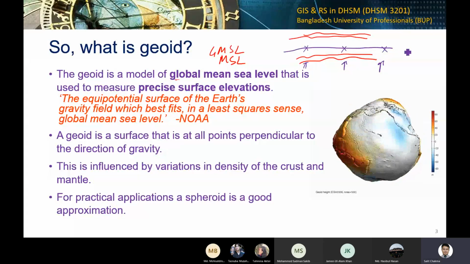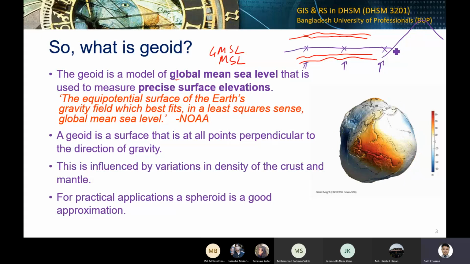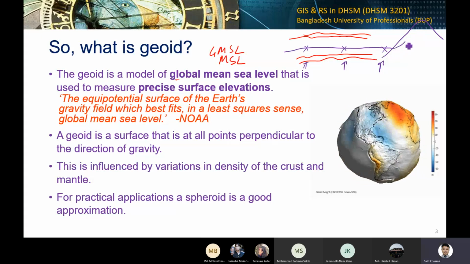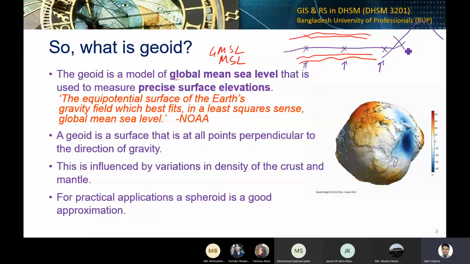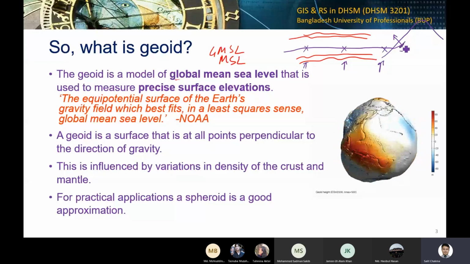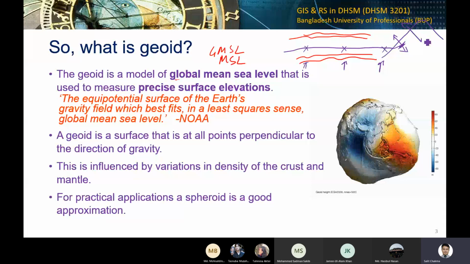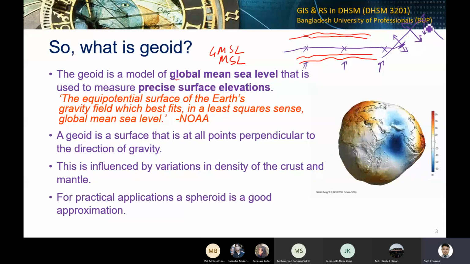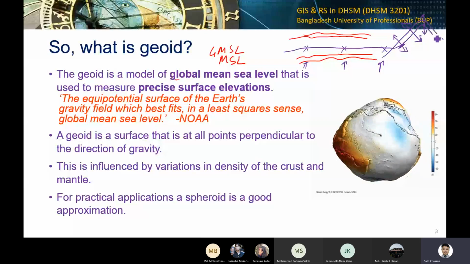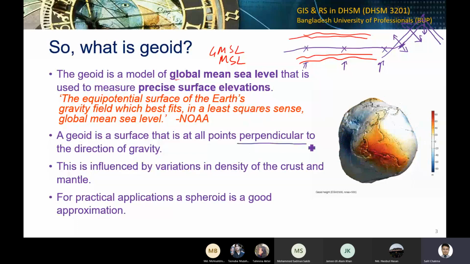So for example, this is ocean and this one becomes land. In this land, you could identify that the direction of gravity is in this way or this way, and now you can draw a line which is perpendicular to it. You have multiple directions of gravity, and thus you can identify a line which is perpendicular to the direction of gravity.